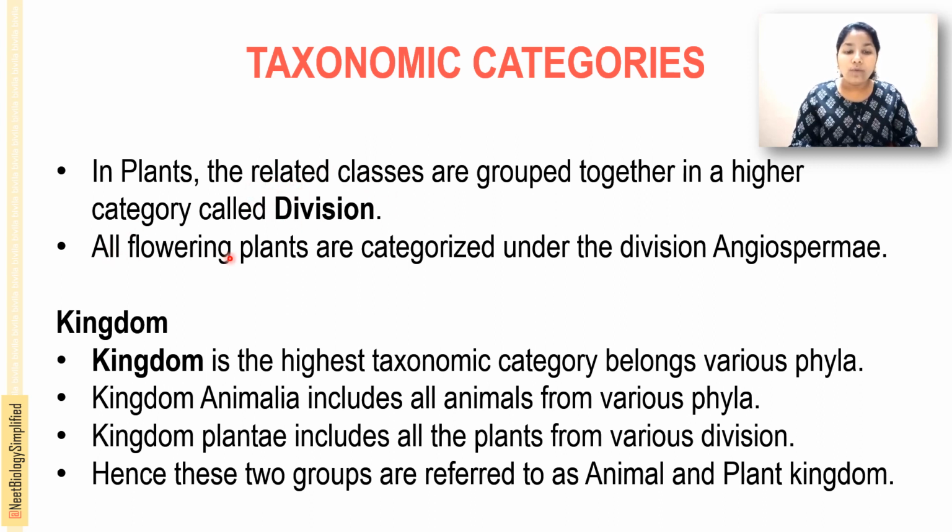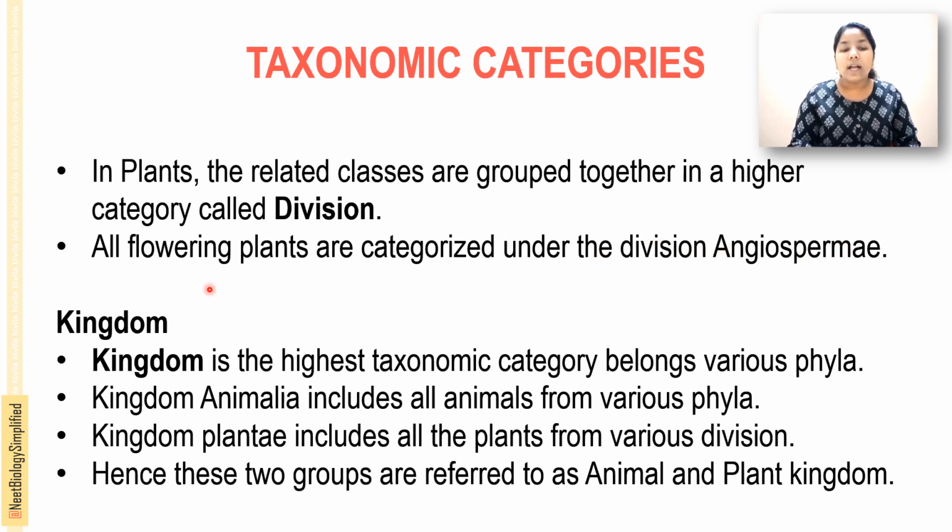And all flowering plants are categorized under the division Angiospermae. That is, in plants, related classes are grouped together in a higher category called division. All the flowering plants are categorized under the division Angiospermae.